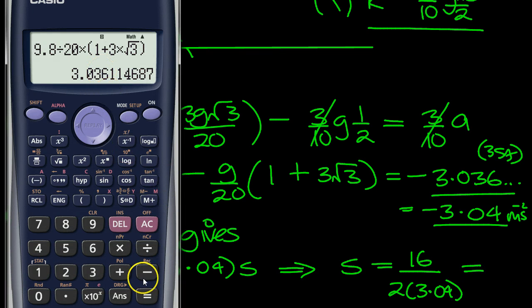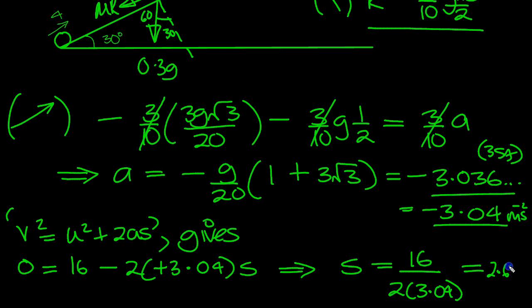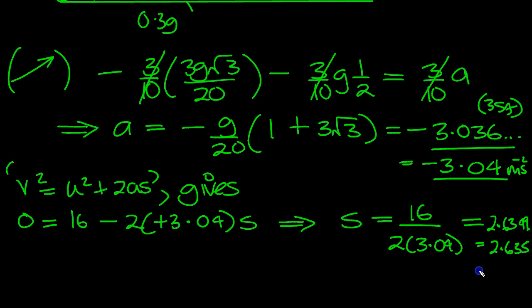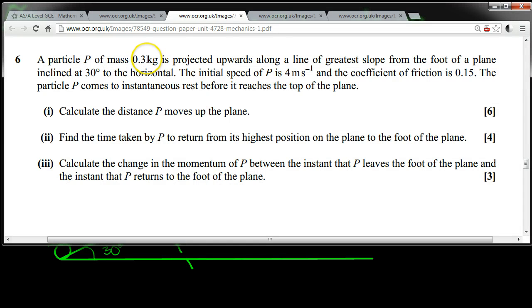So this is the number times 2, equals, now that's the number underneath, so 16 divided by the number underneath, which is the answer now in memory, is 2.6349, which equals 2.635 meters. And that's the 3 significant figures. 2.635 meters.